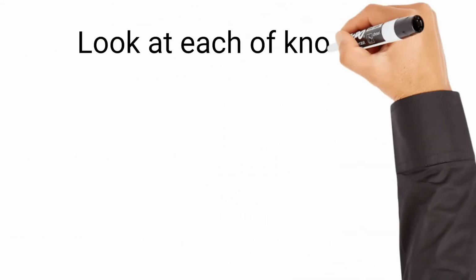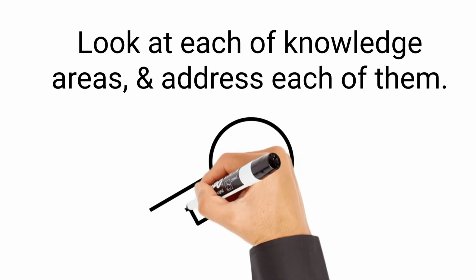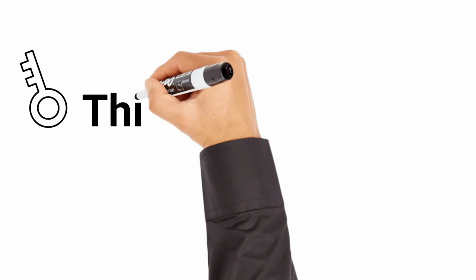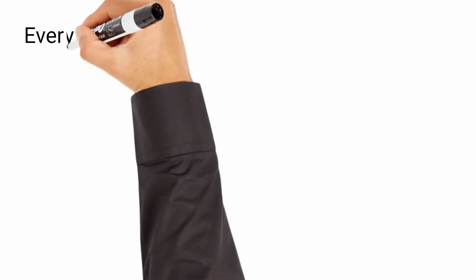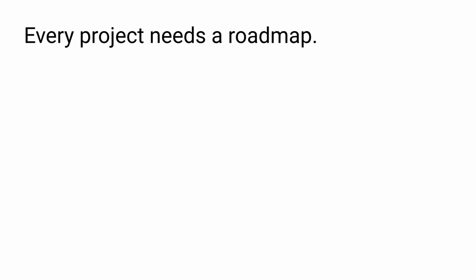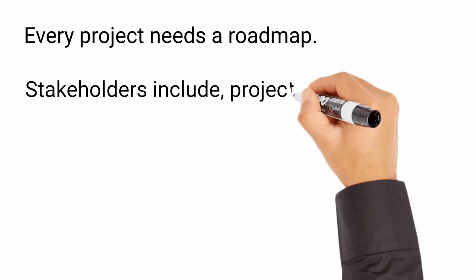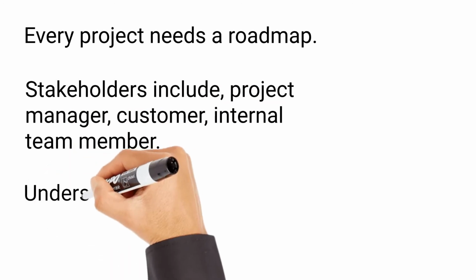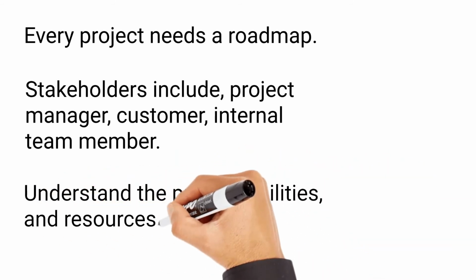The key in planning is to look at each of the knowledge areas and make sure you and your team will address each of these areas in ways that will help reach all the end goals. Here are 7 keys for successful project planning to help you get started. The first key is to think of your plan as a roadmap for stakeholders. Every project needs a roadmap with clearly defined goals. All stakeholders benefiting from the outcome or involved in executing the project should be identified clearly. These stakeholders might include the project manager, customer, internal team members, or other external parties. Don't assume that you automatically understand each stakeholder's needs and goals.